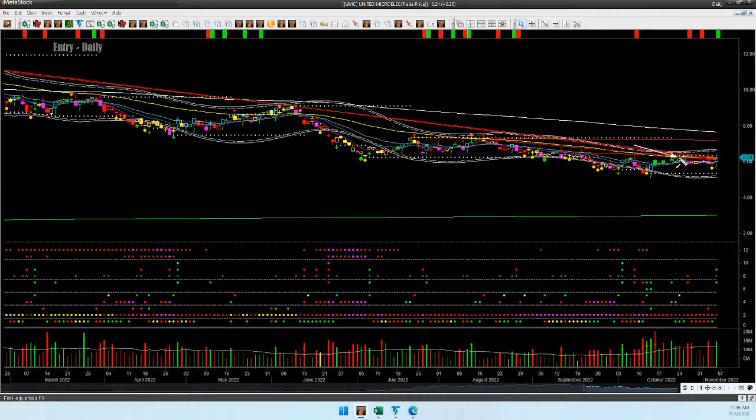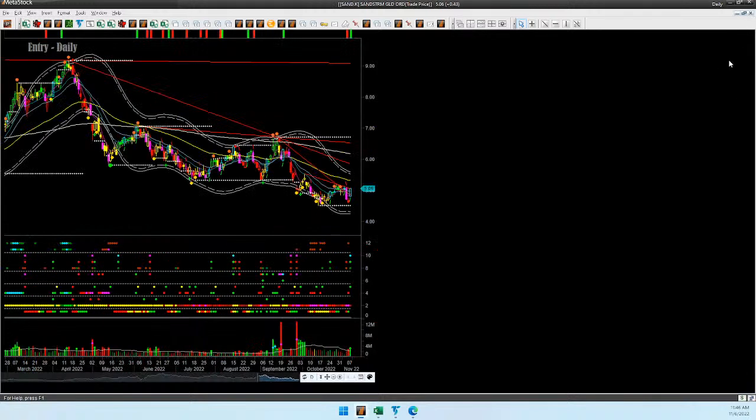UMC broke out of some trendline resistance, but again it's actually moving in a very narrow range, and if that narrow range is broken, there is another trendline resistance. I'm not interested in it right now. Close this.